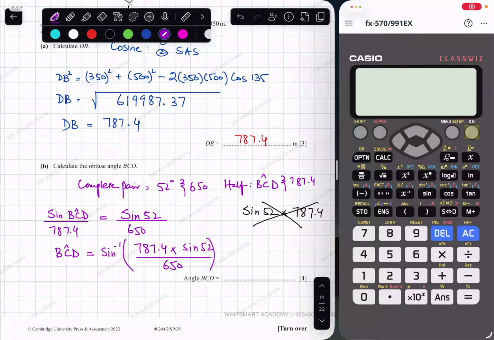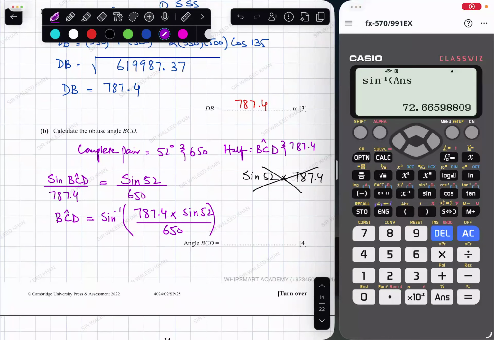So let's do this. 787.4 times sine 52 divided by 650 and take sine inverse of that. Shift sine inverse answer. We have 72.67. So BCD is 72.67.